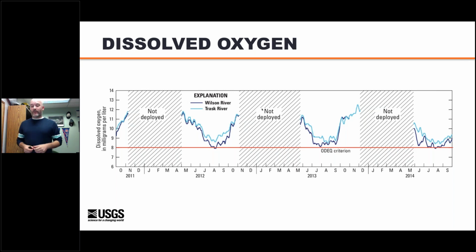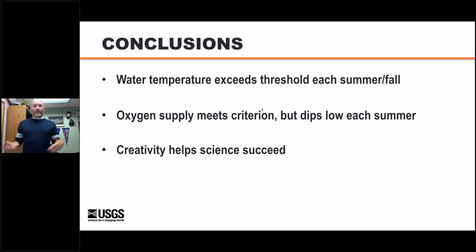So although it stayed above it in 2013, 2012, and 2014, the Wilson dipped below briefly, for a couple hours to a couple days in each of those instances, although the Trask dipped low but maintained above what would be deemed problematic. So what do we learn from this?